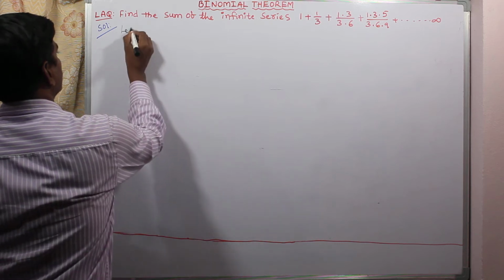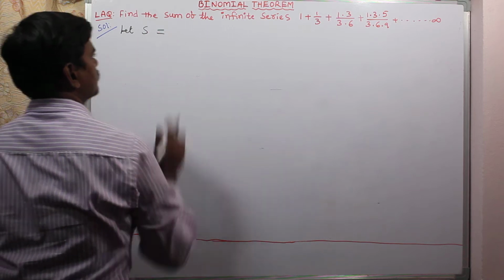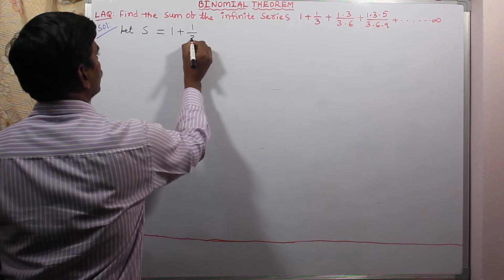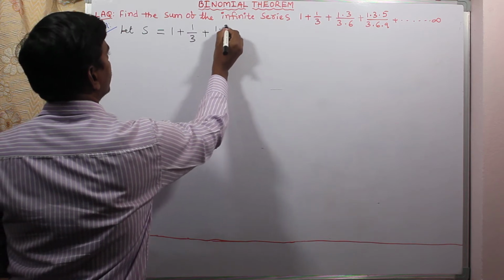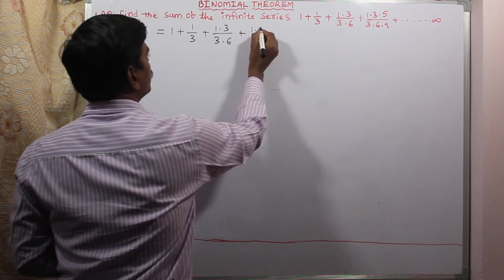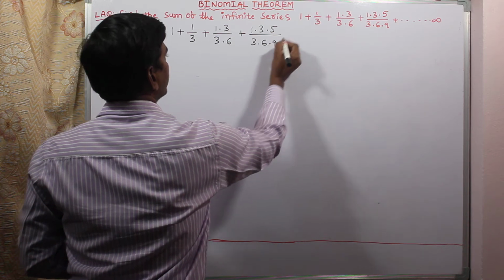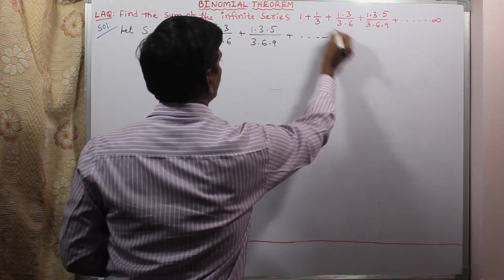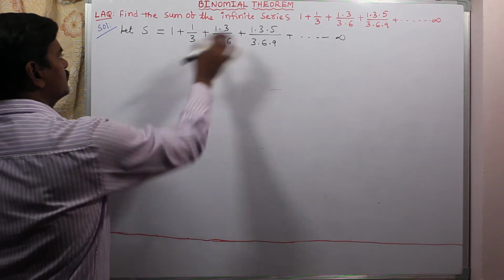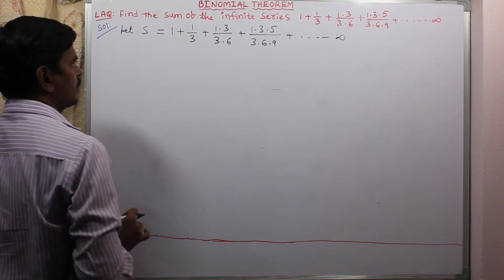Let the given series be S, for series. So S is equal to 1 plus 1 by 3 plus 1 into 3 by 3 into 6 plus 1 into 3 into 5 by 3 into 6 into 9 plus so on up to infinity. Now try to convert the given series into one of the formulas you have.